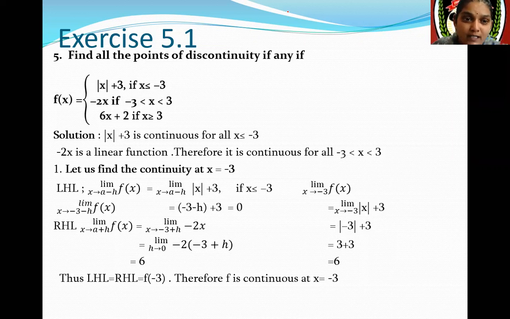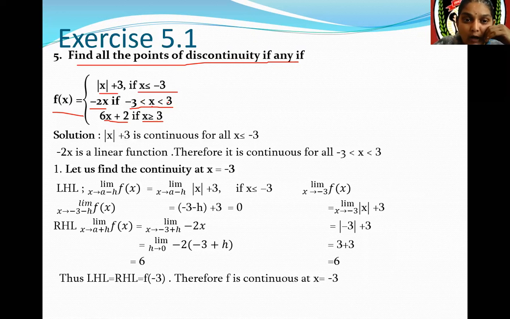Now, I took the example: find all the points of discontinuity, if any. Okay, f of x is defined as mod x plus 3 if x is less than or equal to minus 3, minus 2x if x is lying between minus 3 and 3, and 6x plus 2 if x is greater than or equal to 3. Here you might have noticed that in the previous example there were only two functions, so there was only one point which may be a break or a joint.